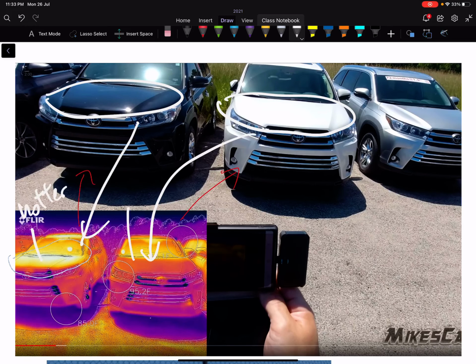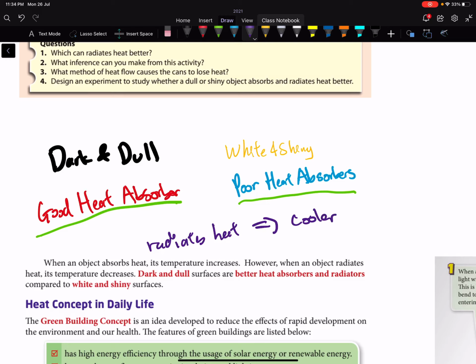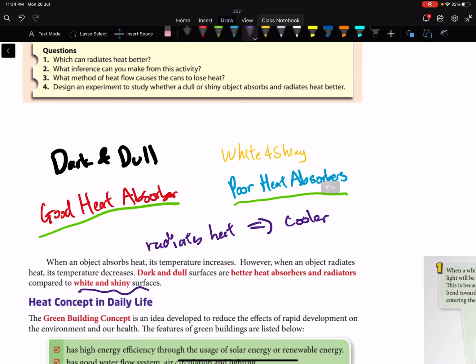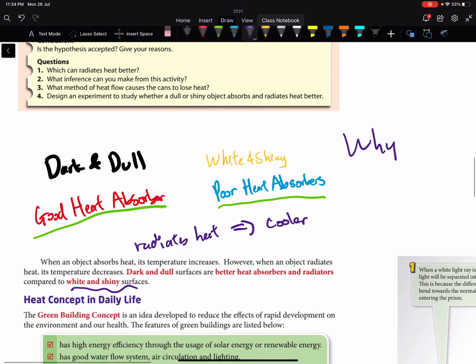it will get cooler. So when an object absorbs heat, its temperature increases. However, when an object radiates heat, its temperature decreases. Dark and dull surfaces are better heat absorbers and radiators compared to white and shiny surfaces. So the big question is why?